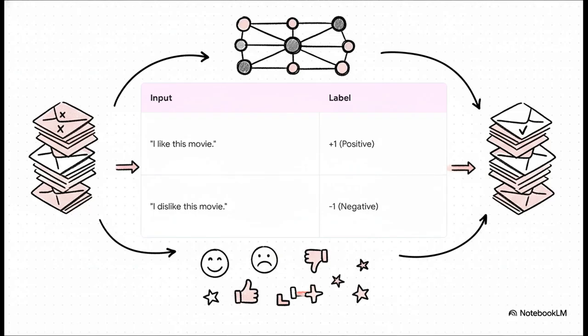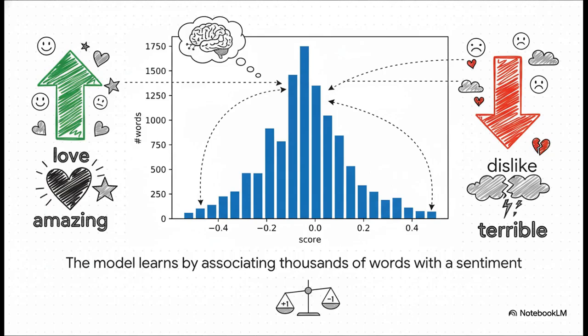Or take a look at this example for movie reviews. We show it the sentence, "I love this movie," and we tell it, hey, that's positive. It sees the input and the correct output over and over and over again. And what's happening under the hood is really cool. After seeing thousands of these examples, the model starts to notice that words like love and amazing show up a lot in positive reviews. And words like dislike and terrible show up in the negative ones. So it starts assigning a kind of sentiment score to all these words to build its own understanding.